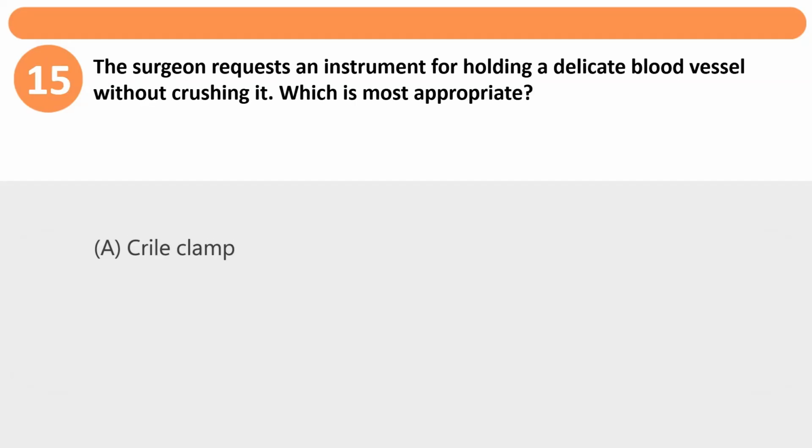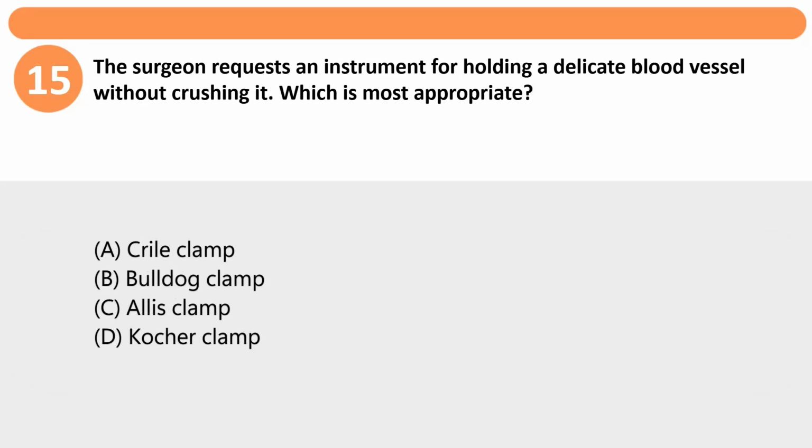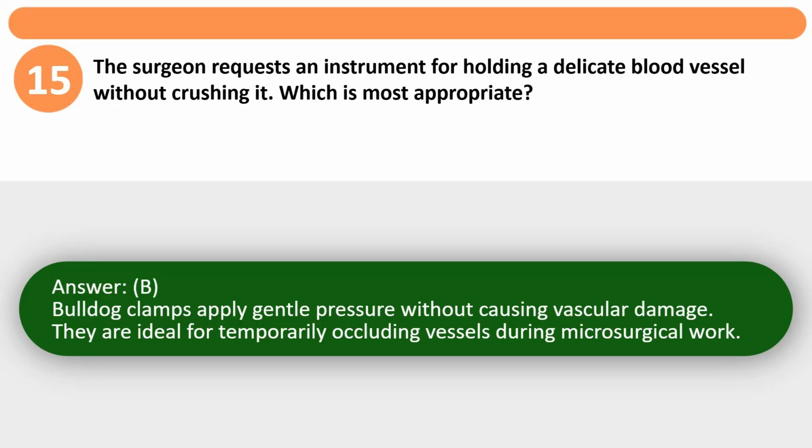The surgeon requests an instrument for holding a delicate blood vessel without crushing it. Which is most appropriate? A. Crile clamp. B. Bulldog clamp. C. Alice clamp. D. Coker clamp. Answer: B. Bulldog clamps apply gentle pressure without causing vascular damage.